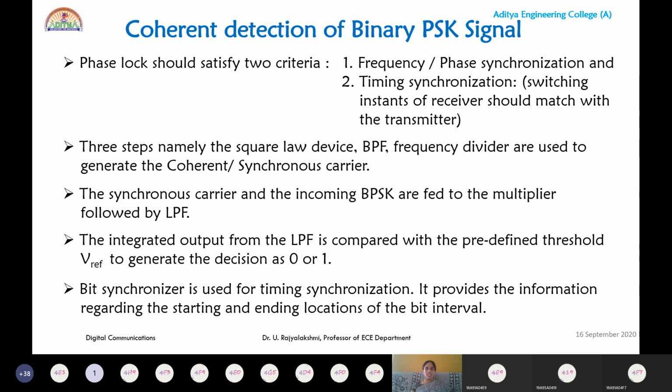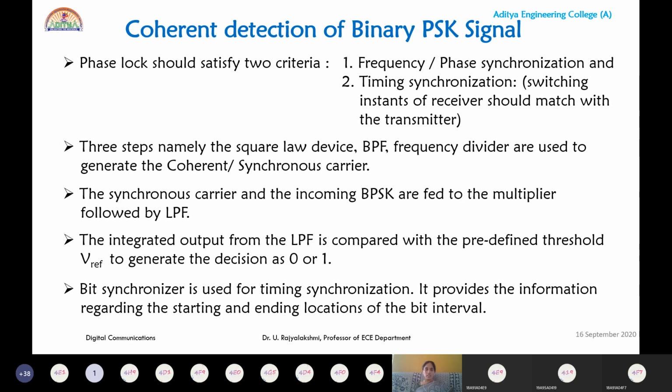And what is the output of the multiplier? The output of the multiplier is also applied to the low pass filter. We know what the low pass filter will do. The low pass filter smoothens the multiplier output, or it will perform integration, so that you can get only the low frequency component. And based on the timing synchronization provided by the bit synchronizer, by comparison of both, we can generate the low pass filter output.